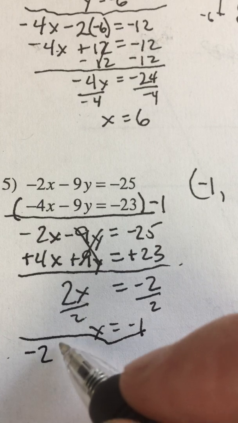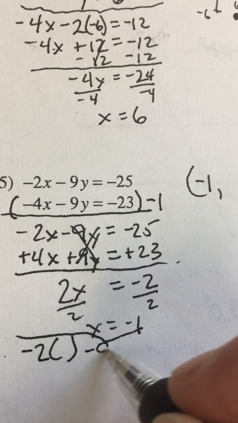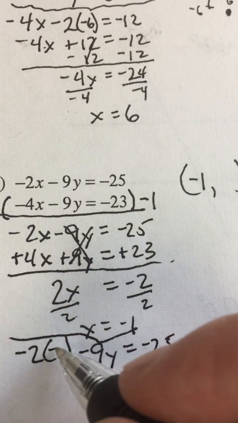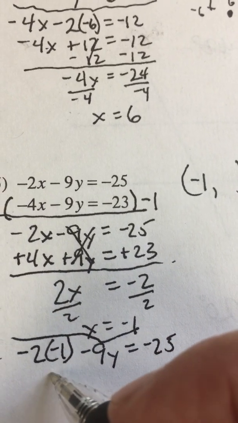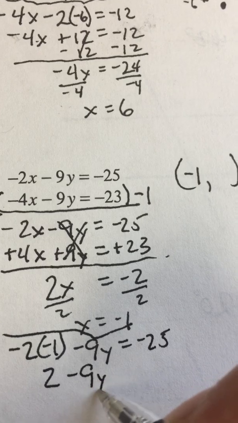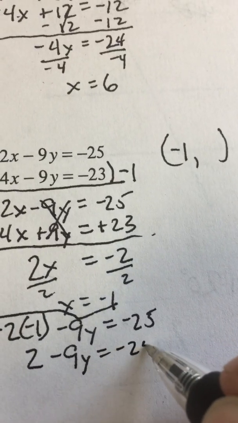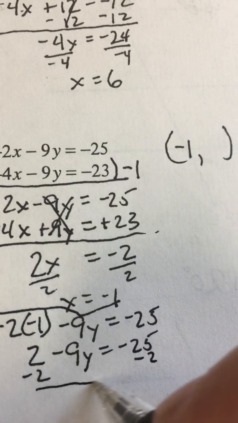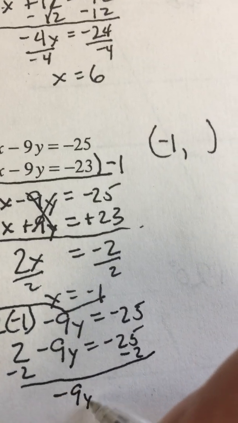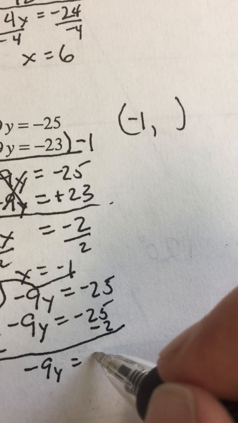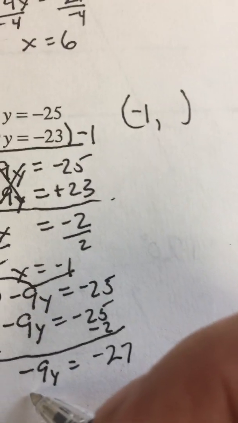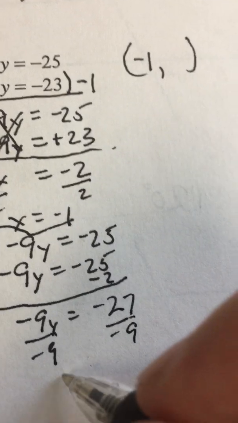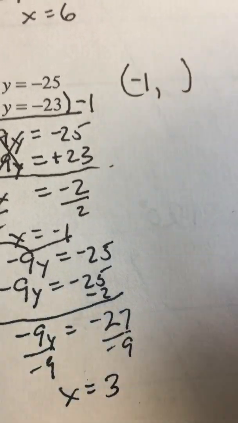So negative 2 parentheses minus 9y equals negative 25. And x was a negative 1, so I dropped that in. Negative times negative is a positive 2 minus 9y equals negative 25. Subtract 2 on both sides to get rid of the 2. And that means I have negative 9y equals negative 27. And then divide by negative 9 on both sides to undo that multiplication. And x is going to equal a positive 3.